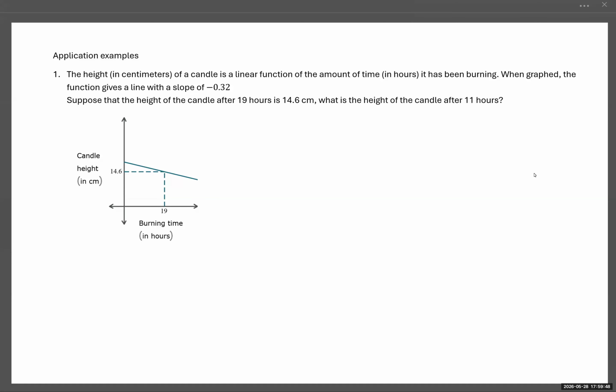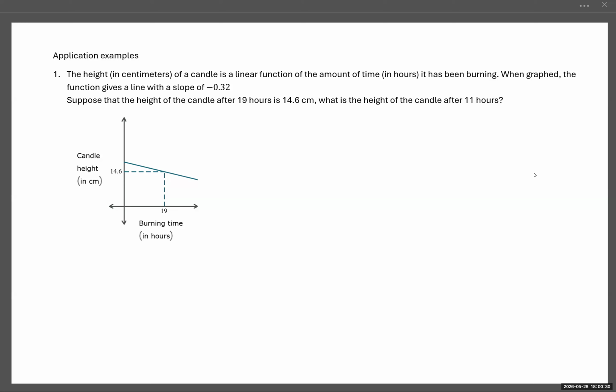This is an example of an application problem where you can use something as simple as a slope formula to answer the questions that you need answered. In this example, we're just trying to calculate the height of a candle at different times. It's given that the height of the candle in centimeters is a linear function, so it changes like a line, and the graph of that linear function is given to you. It's also given that the slope of this linear function is negative 0.32. If we suppose that the height of the candle after 19 hours is 14.6 centimeters, what is the height of the candle after 11 hours?